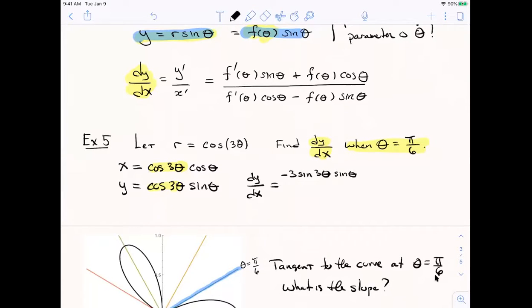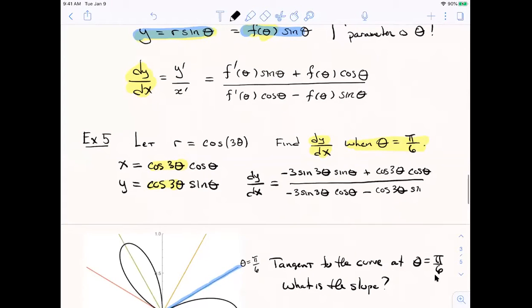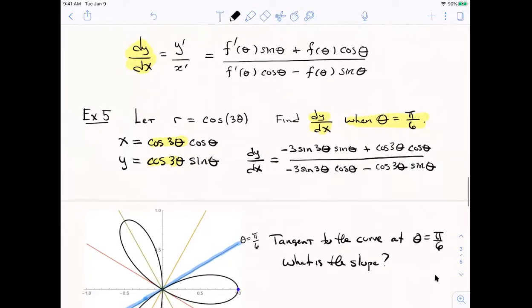I'm not going to simplify this thing. Plus, I put the cosine of 3 theta times the derivative of sine, which is cosine. All right, I'm wasting that formula up there. I'm actually kind of doing this from scratch, but now I have to take the derivative of cosine 3 theta. We already did that. It's minus 3 sine 3 theta, but this time I multiply it by the cosine, and I'm going to subtract the cosine of 3 theta times sine theta. So there's our derivative as a function of theta.